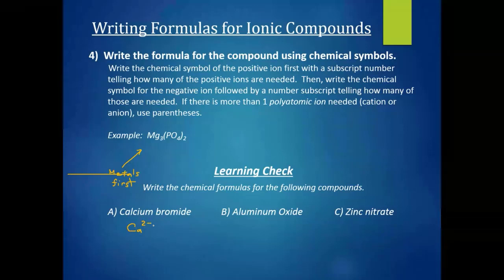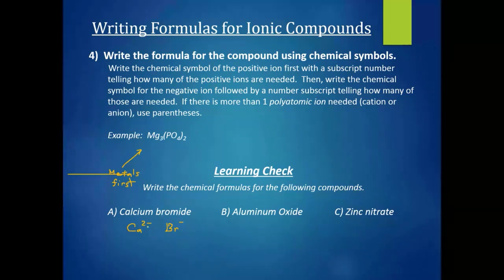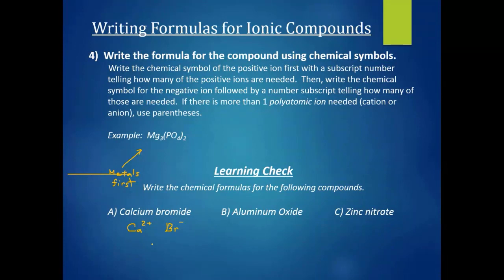What's the ion symbol for bromide? Br with a minus 1 charge. Very good. So the lowest common multiple of 2 and 1 is 2, right? Because multiples of 2 are 2, 4, 6. Multiples of 1 would be 1, 2, 3. The lowest common multiple would be 2. So I need 1 calcium and 2 bromines.